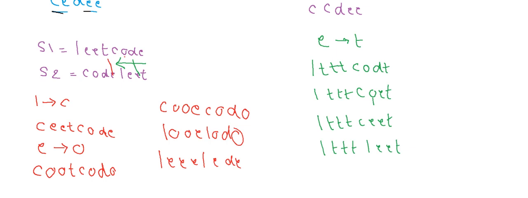Let's replace this T with, here we need C. So let's replace this with C. But if we replace this with C, then this lead will become again C, E, E, T. So looks like there is no way we can transform this S1 to S2. So we are going to return false. Okay.